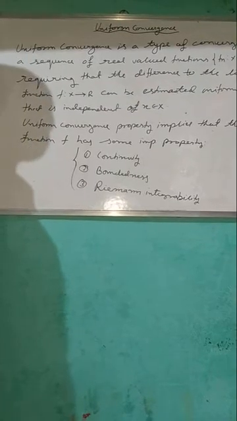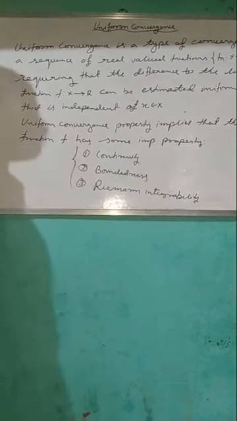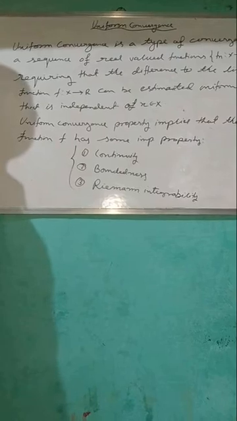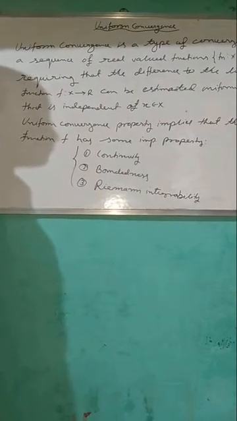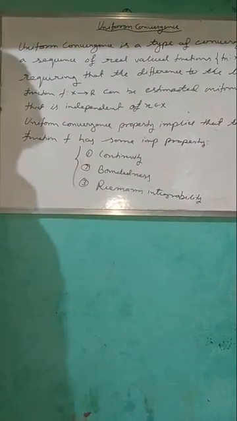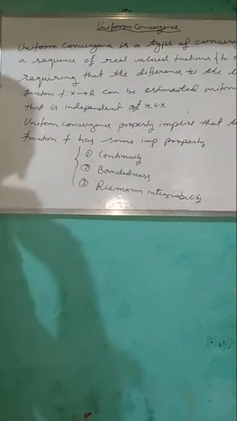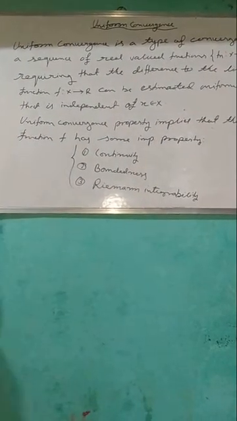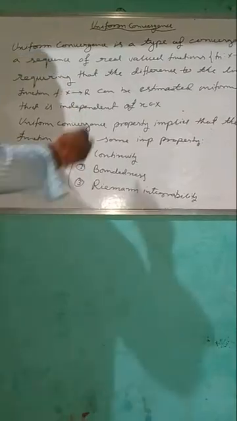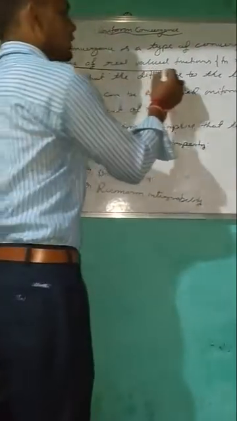In our previous lecture, we already learned about the point-wise convergence of a set of functions. Uniform convergence is a type of convergence of a sequence of real valued functions. We know about the real valued function.